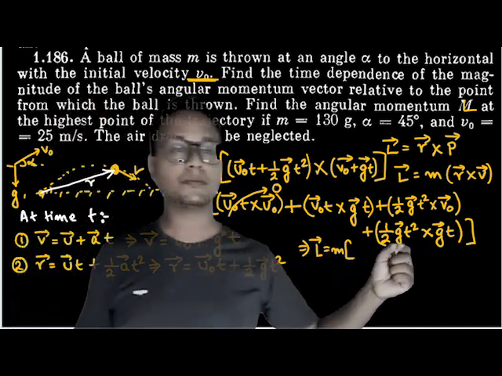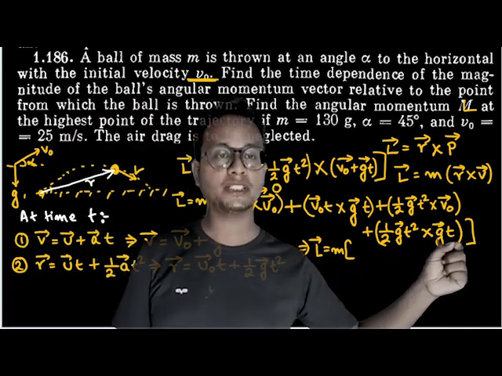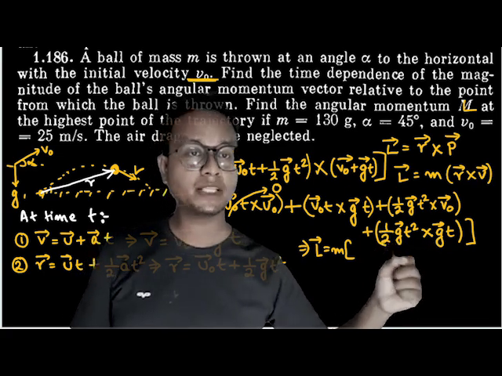Similarly, see this term, okay? Half gt square cross gt. The angle between g and g is 0. So in a similar way, this term would also be 0.